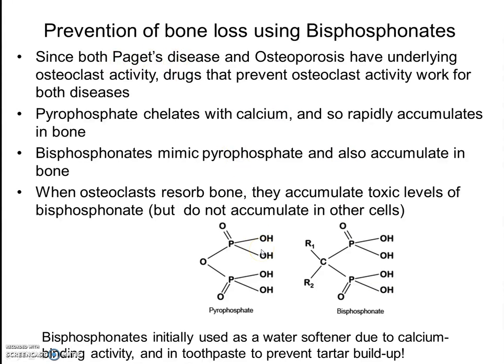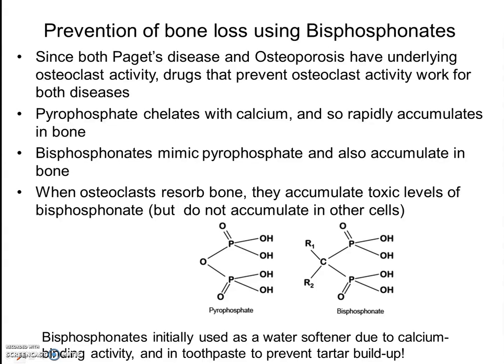And Pagets disease, we've just seen that you have enhanced osteoclast activity and enhanced osteoblast activity. What we're doing here with bisphosphonates is uncoupling that. So if we kill off the osteoclasts, that will also reduce the bone degradation that's going on and give that newly produced collagen time to mineralize and harden to create much harder bone.